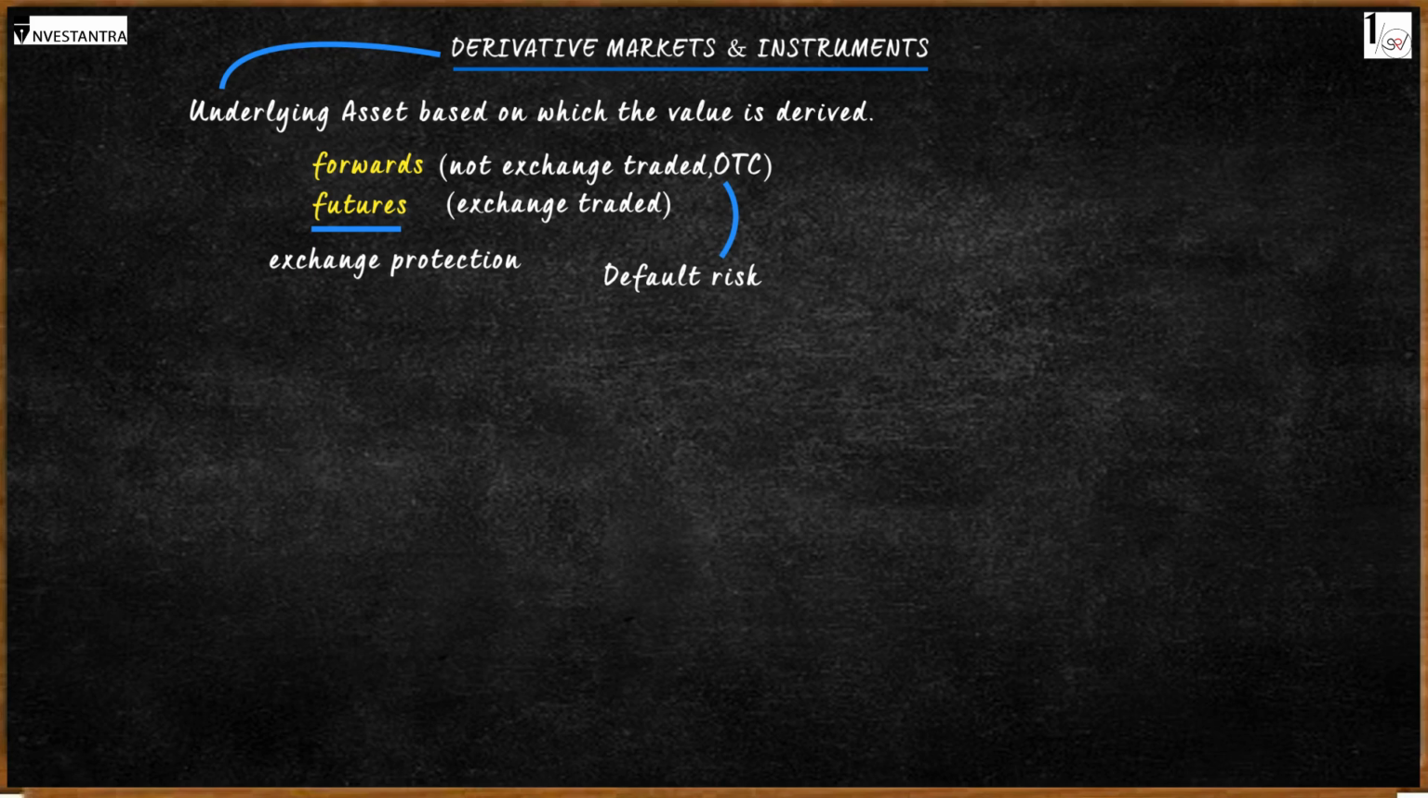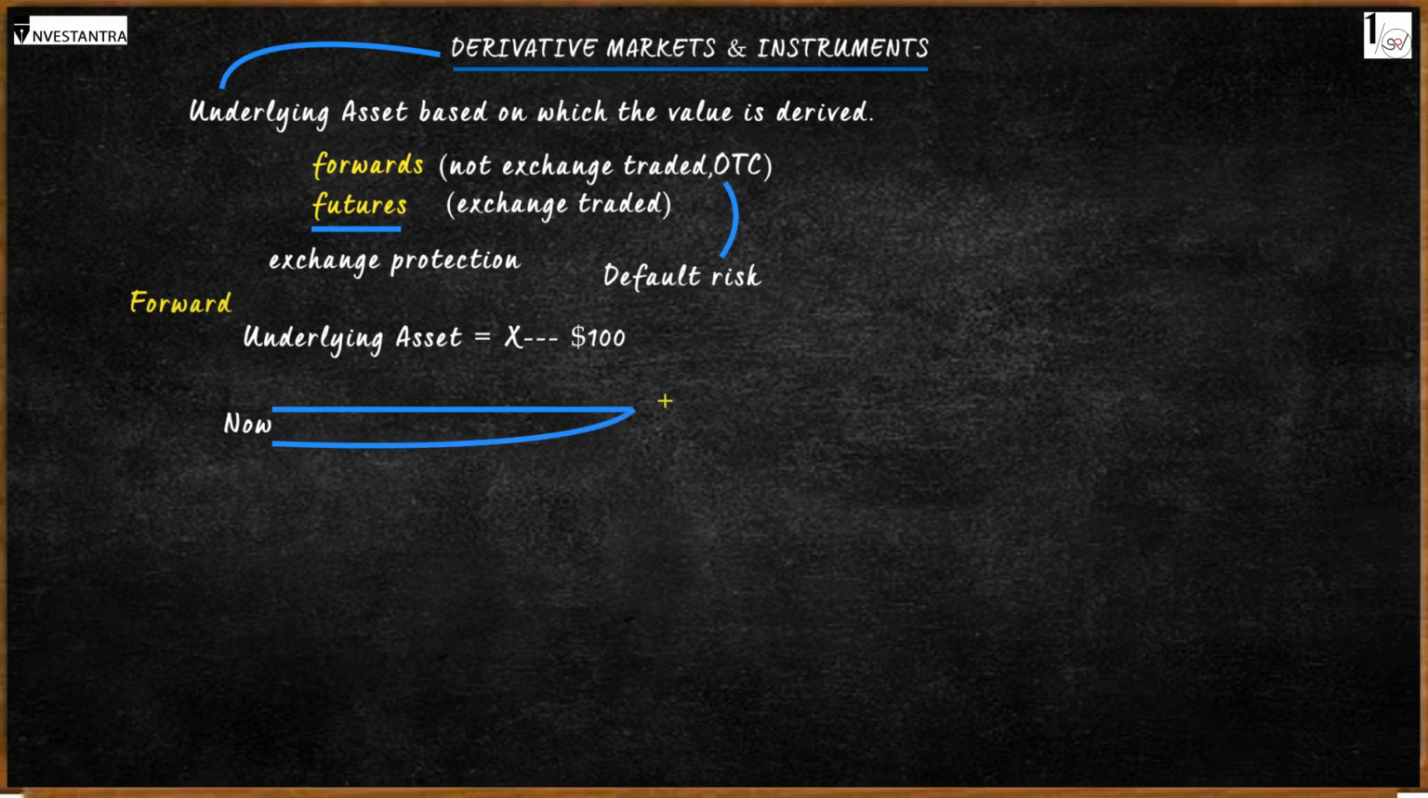So what exactly is a forward or a future? When I say forward, I need an underlying asset, right? We started off the lecture saying there has to be some underlying asset, X, and let's say that's trading at $100. You can get into a forward contract. Let's draw a timeline. The value of the forward is now, correct? Let's say 3 months from today. In every forward contract, there are two parties, correct? A and B. A has to promise something to B.